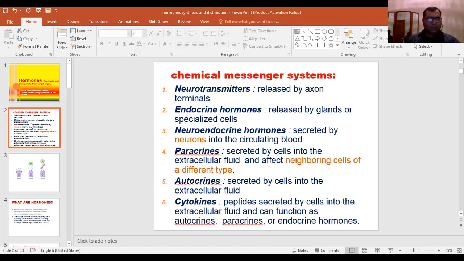Fourth is paracrines, secreted by cells into the extracellular fluid and affecting neighboring cells of different types. Fifth, autocrines, secreted by cells into the extracellular fluid and affecting the function of the same cells that produced them by binding to cell surface receptors. Sixth, cytokines: peptides secreted by cells into the extracellular fluid that can function as autocrines, paracrines, or endocrine hormones. Examples of cytokines include the interleukins and other lymphokines that are secreted by helper cells and act on the other cells of the immune system.